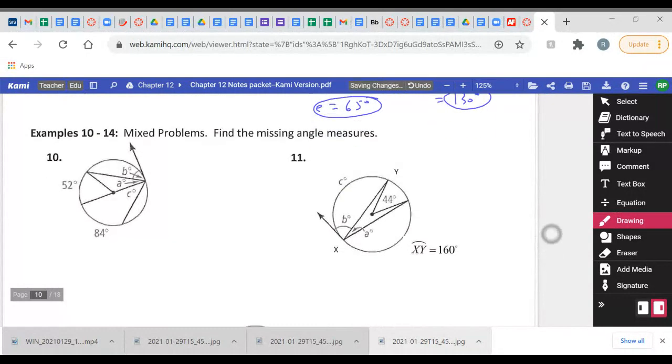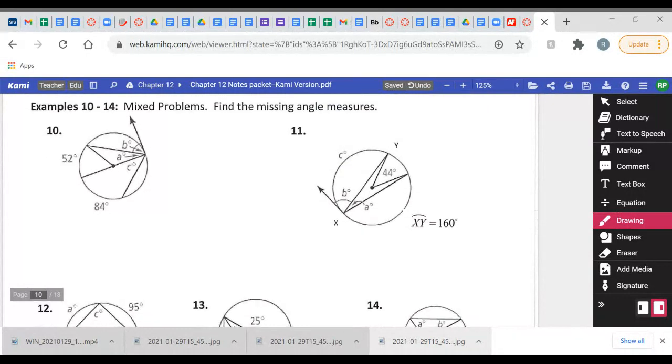All right, and then on number 10, it's just kind of using a combination of different rules we've learned about circles so far. In this particular case, we know that angle A is an inscribed angle that meets up with this arc, 52. So for A, I can just say 52 divided by 2, which is 26. Okay. And then we can see that angle C has to be half of the 84 because it's an inscribed angle. So C is 84 divided by 2, which is 42.